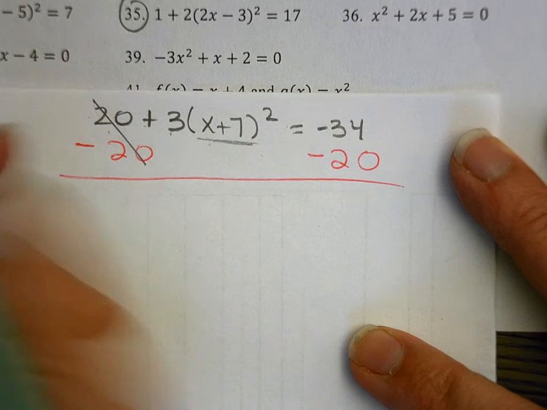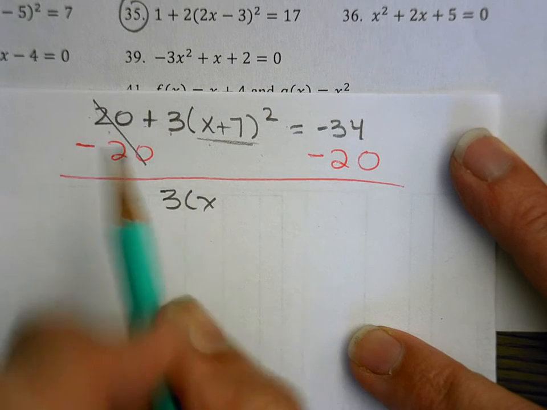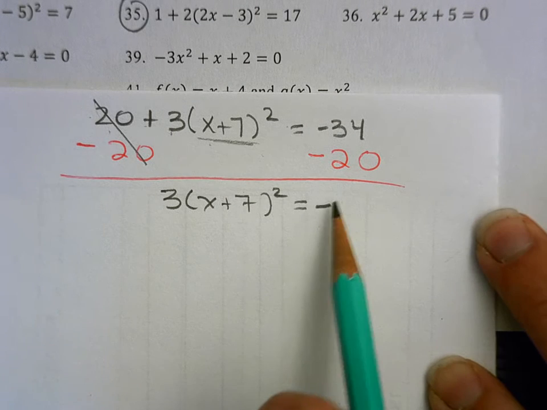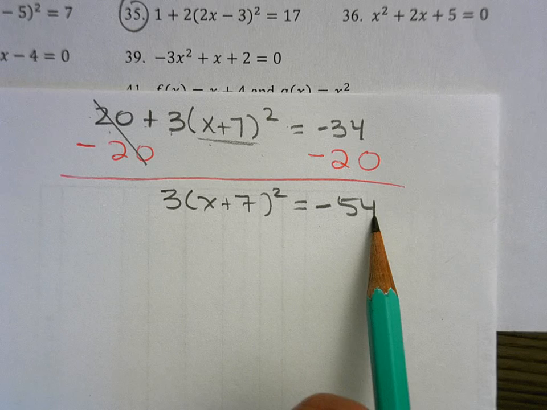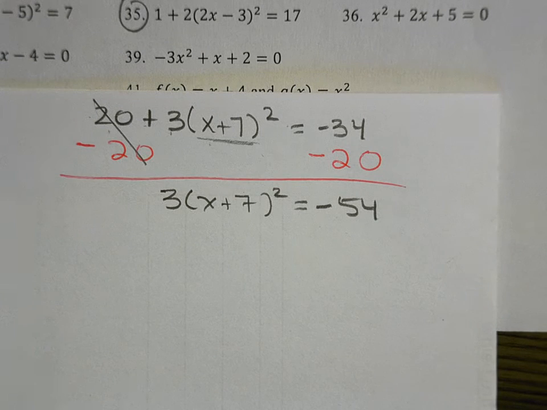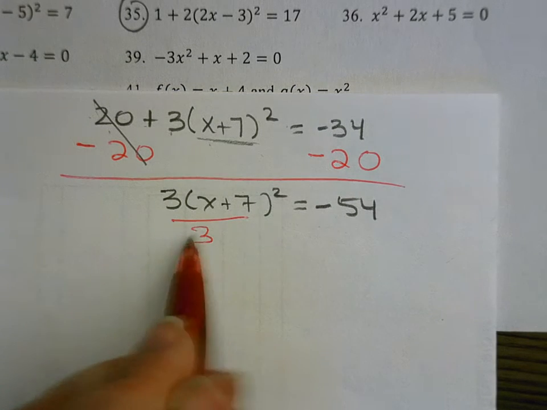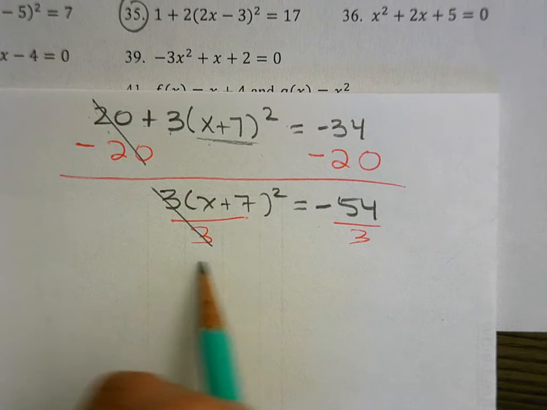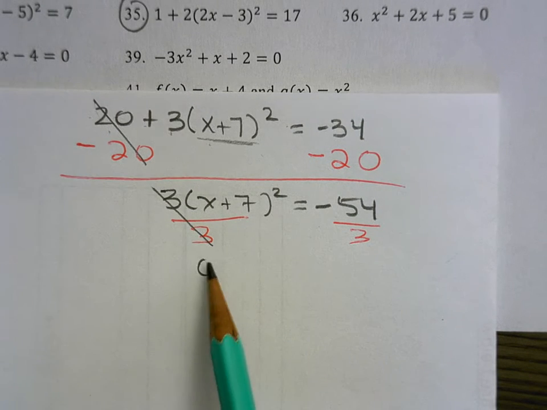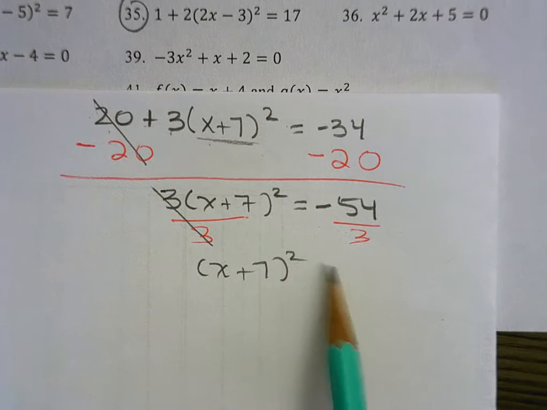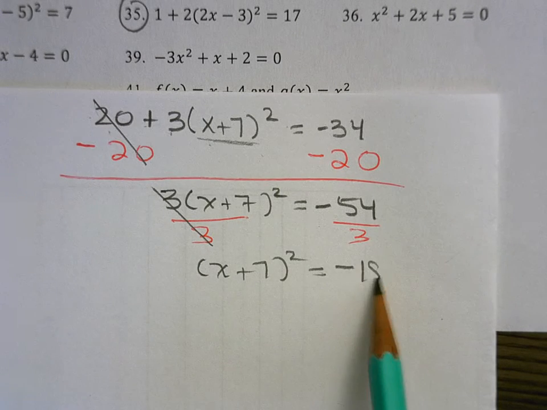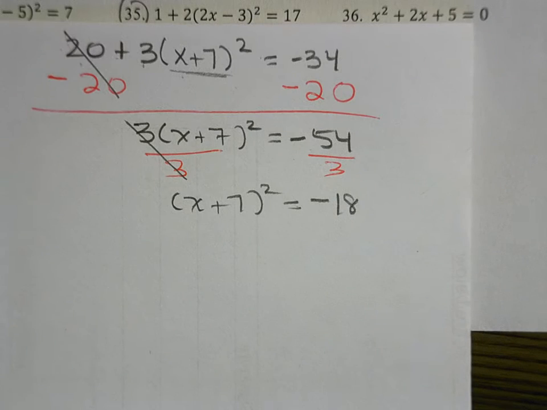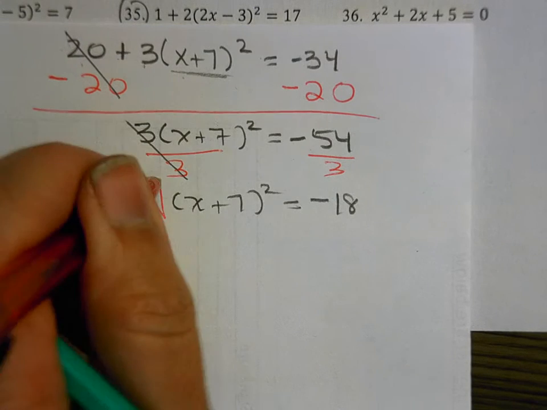20 minus 20 is 0. And then combine those values, so negative 54. Now I want to get rid of the 3, so I'm going to divide both sides by 3 since it's multiplying. 3 divided by 3 is 1, so I'm left with x plus 7 squared, and then that's negative 18. To get rid of the squared, I want to square root both sides.